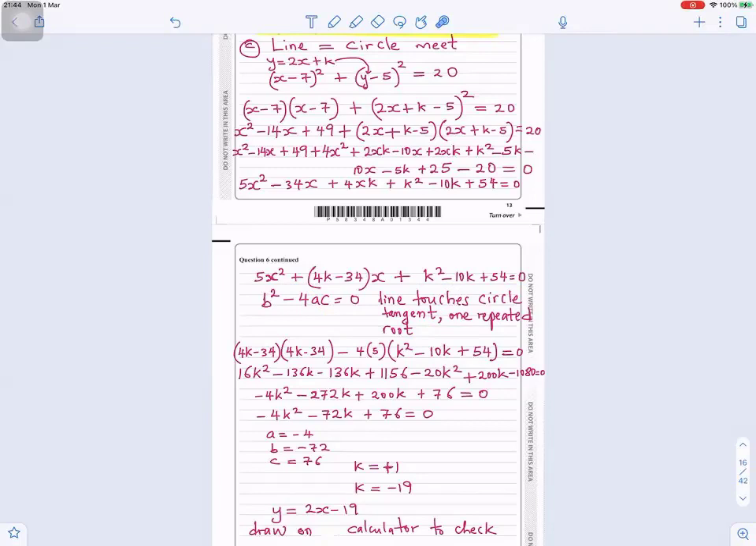It's long and tedious, but you take your time, you multiply it out, collect like terms, and you get this quadratic. And you solve that quadratic, use your calculator. So that gives you k to be plus 1 and k to be minus 19. So y equals 2x minus 19. You can draw, and then you can use your calculator to check it.